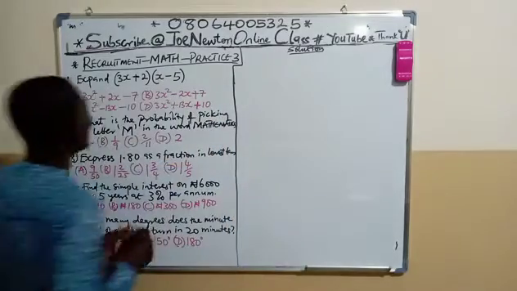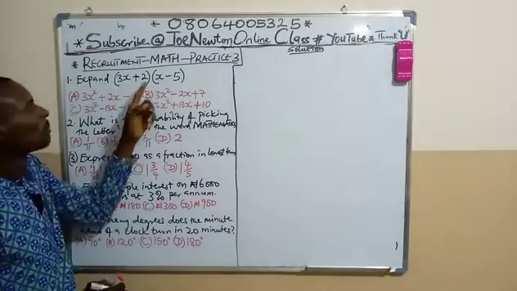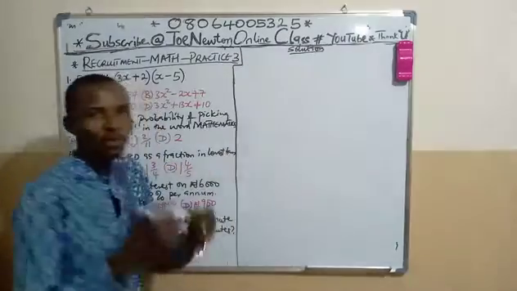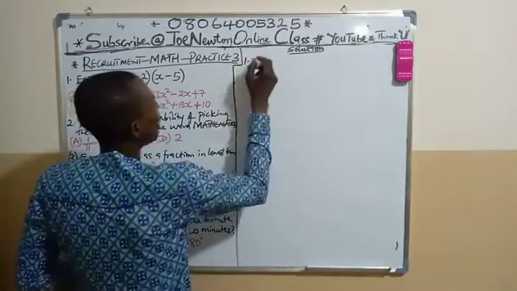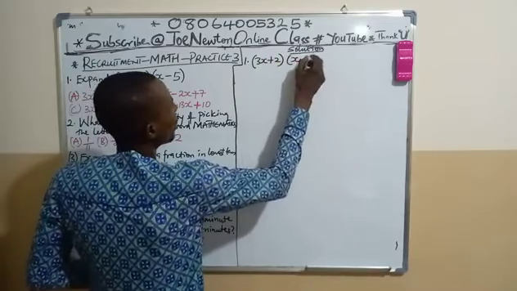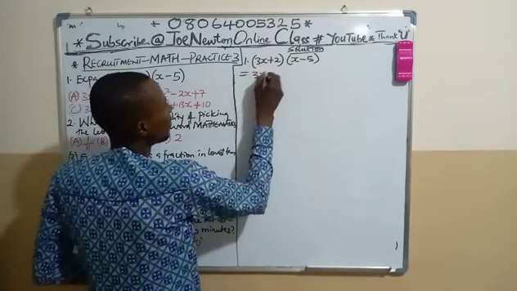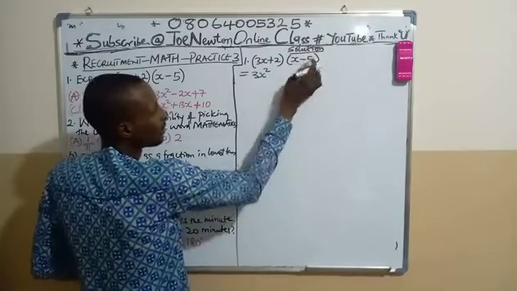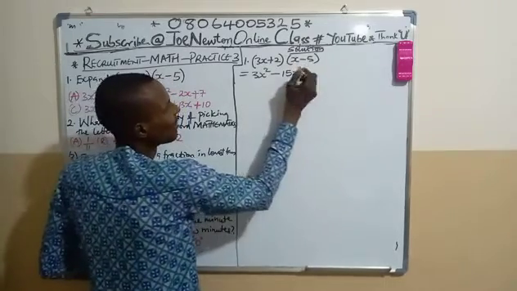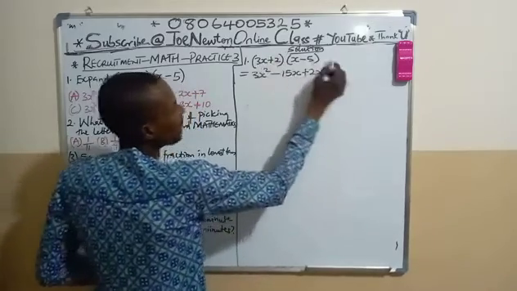Now, number one question says, expand 3x bracket open plus 2 bracket close into bracket open x minus 5 bracket close. So in solving this, simply expand this to remove the bracket. So number one, it means you now have 3x plus 2 into x minus 5. That will be equals to 3x times x means 3x squared. Then 3x times minus 5 equals minus 15x. Then plus 2 times x gives you plus 2x. Then plus times minus is minus. 2 times 5 is 10.